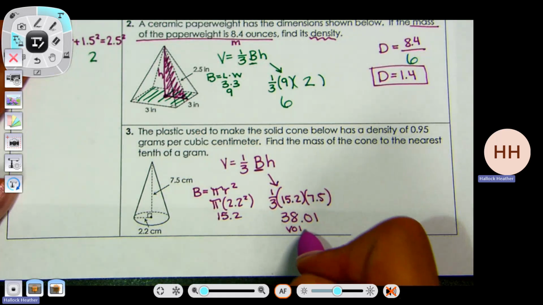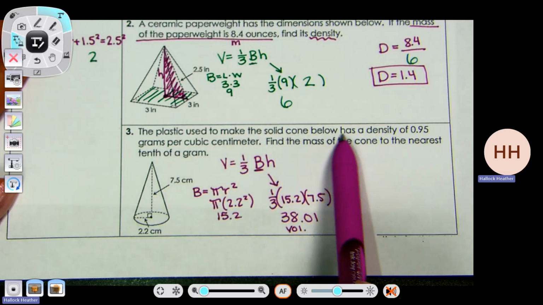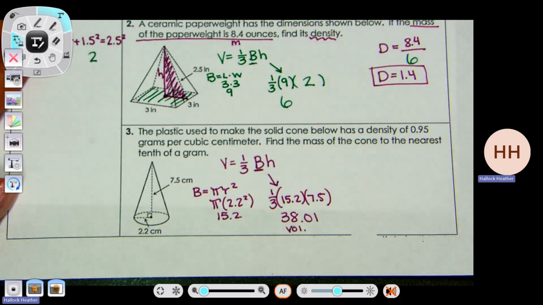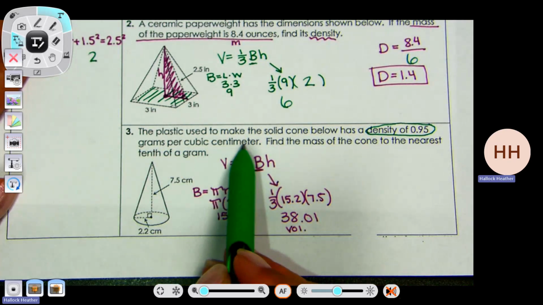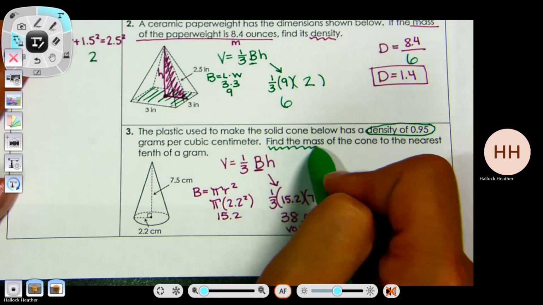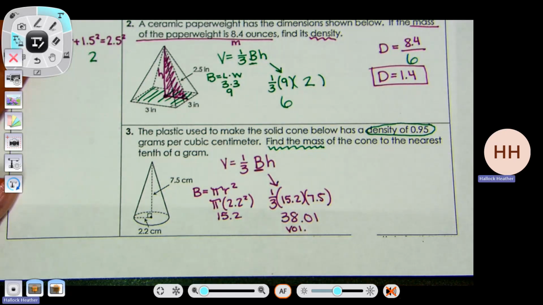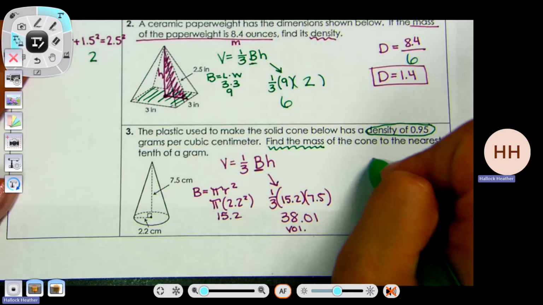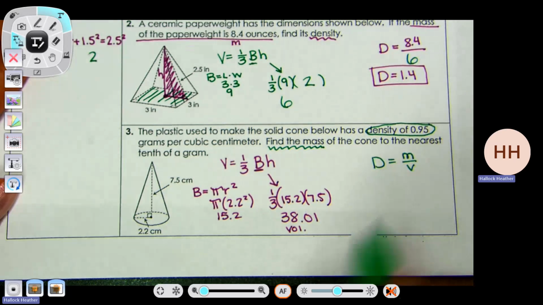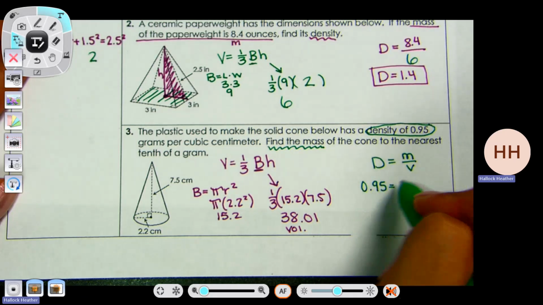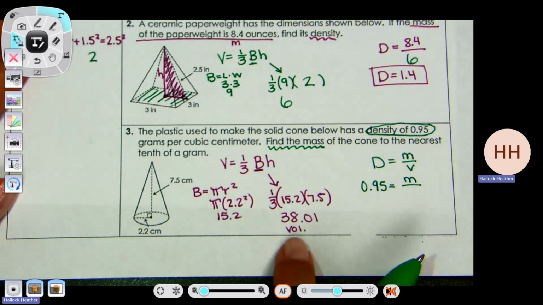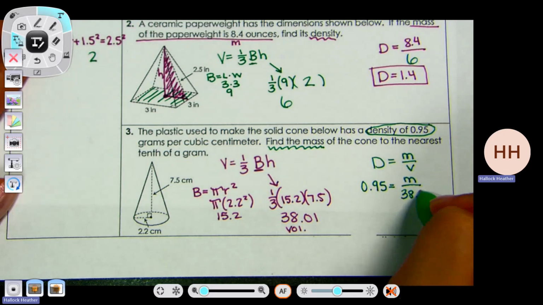Okay, so volume is this. It says the plastic used to make a solid cone has a density of 0.95 grams per cubic centimeter. Find the mass. So this time I'm looking for M. I know density. So density equals mass divided by volume. I'm going to plug in 0.95 here for density. I'm trying to find the mass. The volume goes in the denominator this time because, well, it always does.